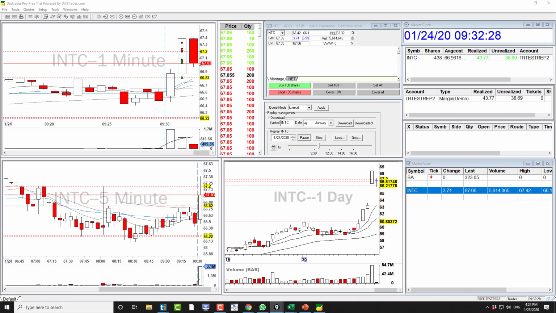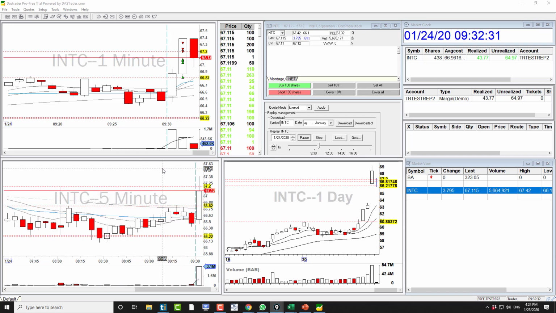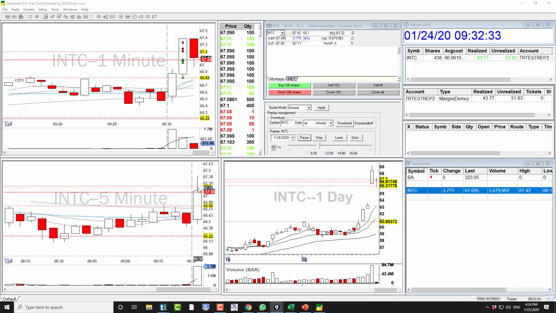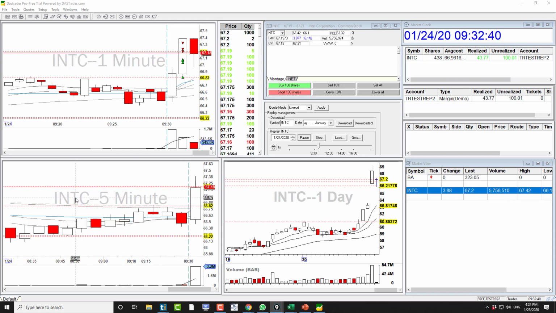So now this is a moment that you want to wait. On a 5-minute candlestick, we still haven't closed the 5-minute candlestick. So you can actually wait for a 5-minute opening range breakup as well. A lot of traders are still waiting.